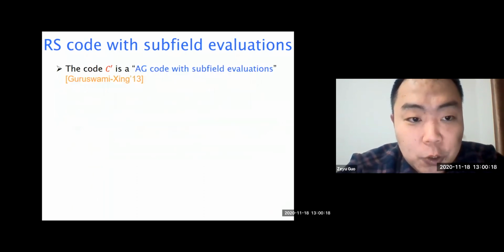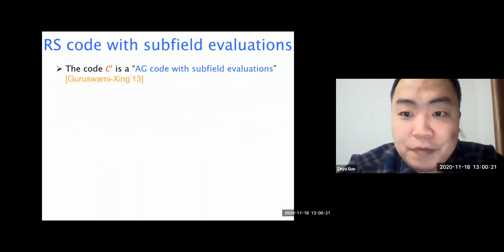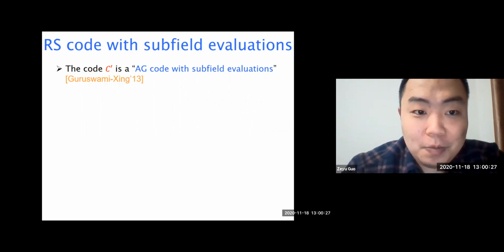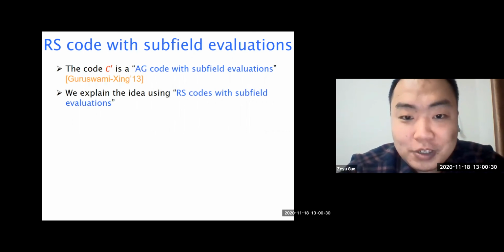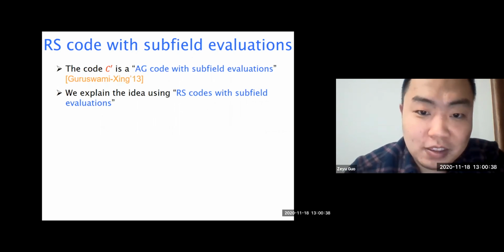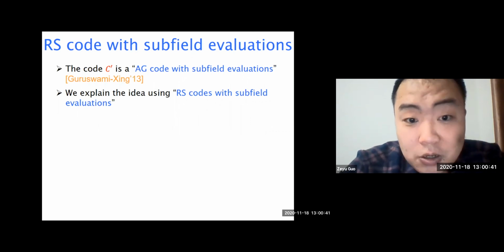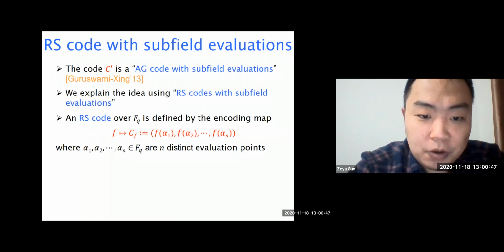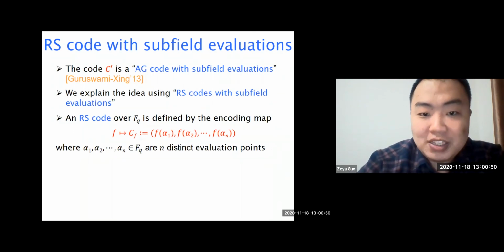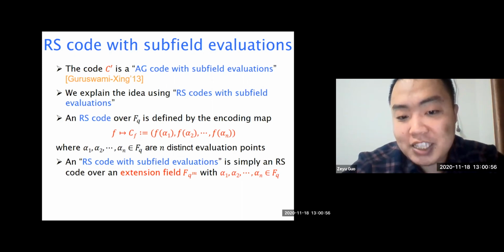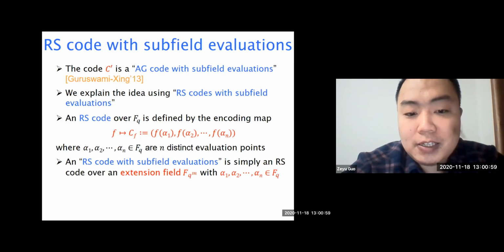And we follow the construction in Guruswami and Xing, which uses AG codes with subfield evaluations. But to make the talk elementary, let me pretend that we use Reed-Solomon codes with subfield evaluations. The ideas and proofs are very similar. So later I will explain more about AG codes, but for now let's assume we are using Reed-Solomon codes. So recall that the Reed-Solomon code is given by the encoding map that maps a polynomial into a vector of evaluations. So what's the Reed-Solomon code with subfield evaluation? It's simply a Reed-Solomon code defined over the extension field F_q to the m.